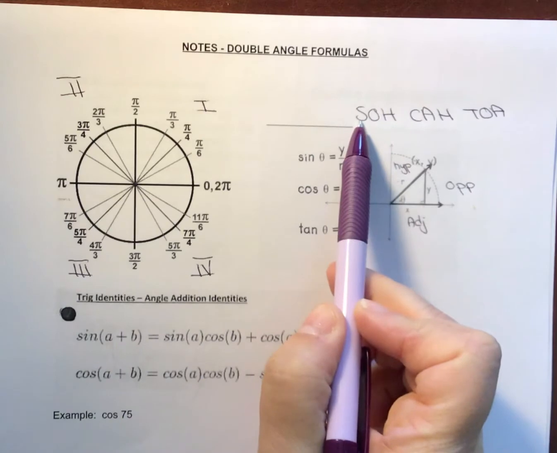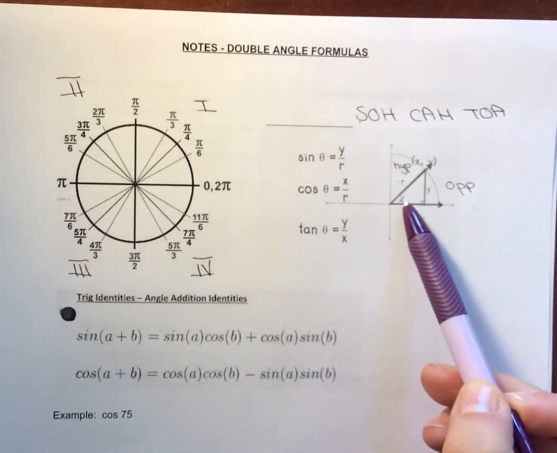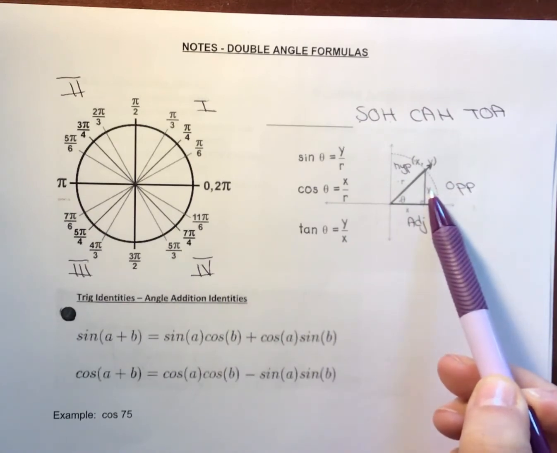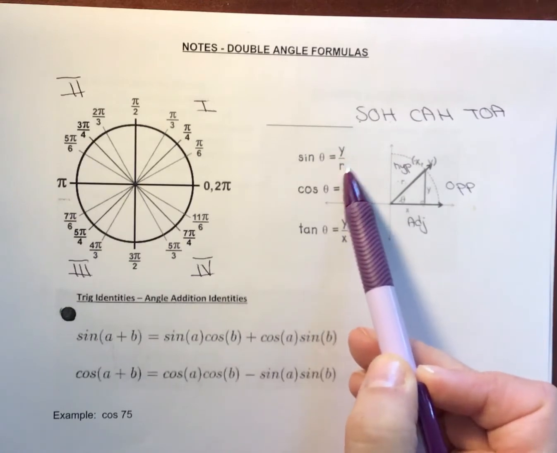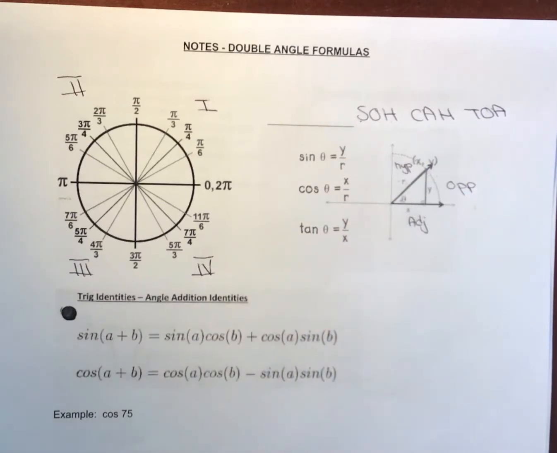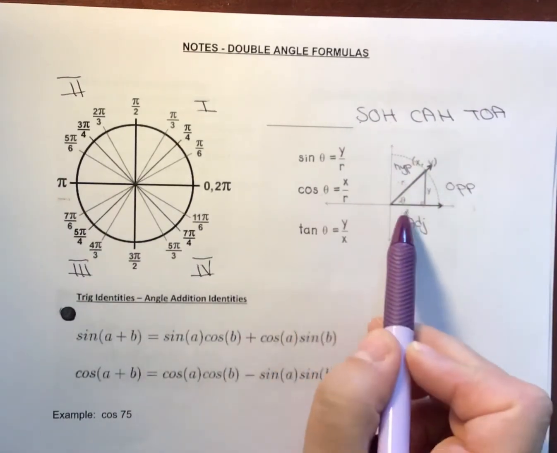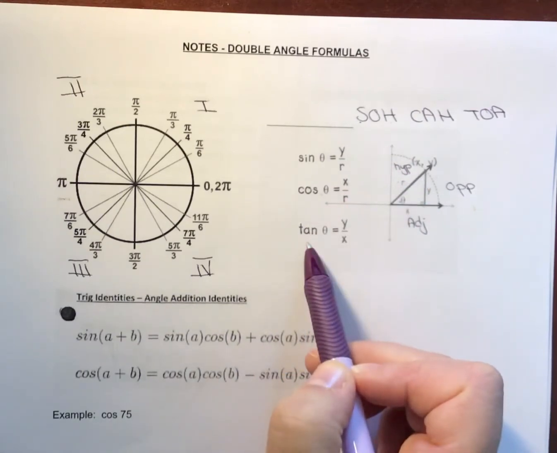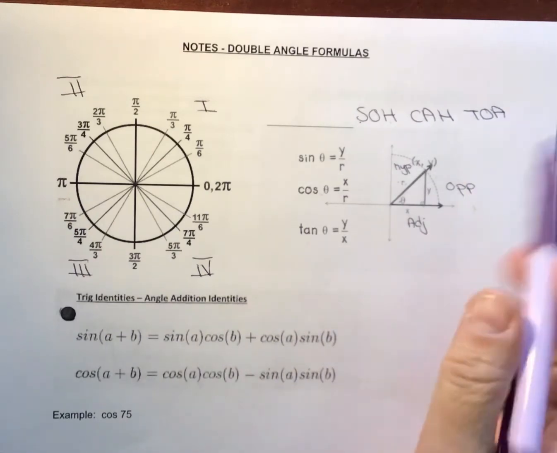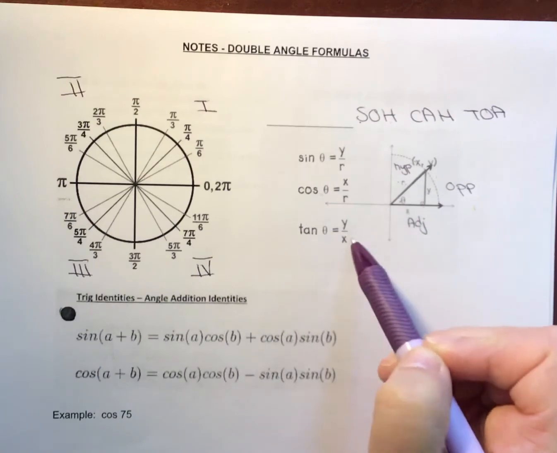So the ratio for sine was opposite over hypotenuse. So if this is theta, opposite I'm going to call y, hypotenuse I'm going to call r. So sine would be y over r if we were to put this in the coordinate plane, which we'll be doing in a minute. Cosine is adjacent over hypotenuse, so cosine would be adjacent, which is x, over hypotenuse, which is r. And then lastly, tangent. Tangent is opposite over adjacent, so that would be opposite is y, adjacent is x.